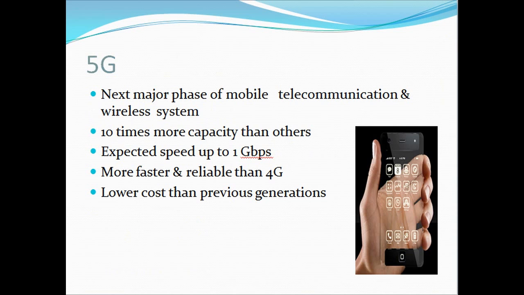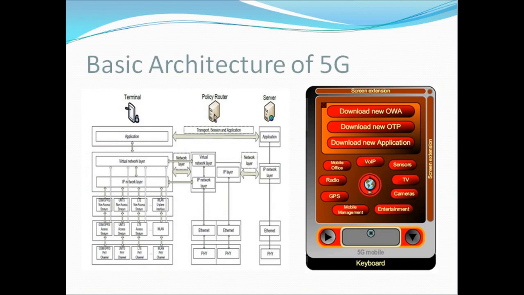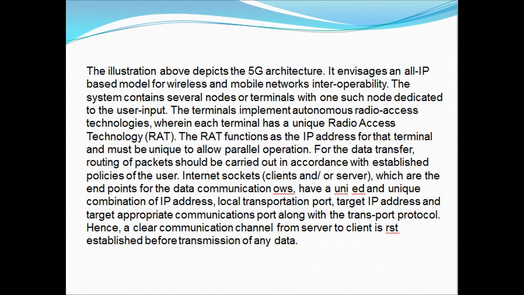This diagram here represents the basic architecture of 5G. Now, the illustration above depicts the 5G architecture. It envisages an all IP based model for wireless and mobile networks interoperability. The system contains several nodes or terminals with one such node dedicated to the user input. The terminals implement autonomous radio access technologies wherein each terminal has a unique radio access technology, RAT. The RAT functions as the IP address for that terminal and must be unique to allow parallel operation.